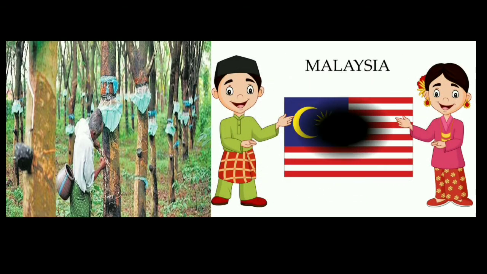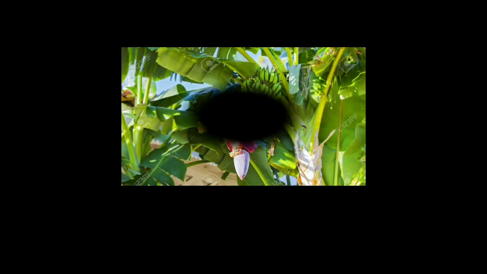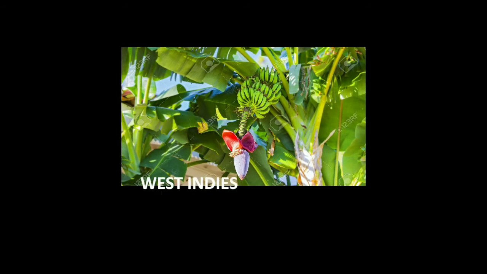You will find the cultivation of rubber in Malaysia, coffee plantation in Brazil, tea cultivation in India, and lastly banana cultivation in the West Indies. So these are the various types of plantation which can be found in different parts of the world.